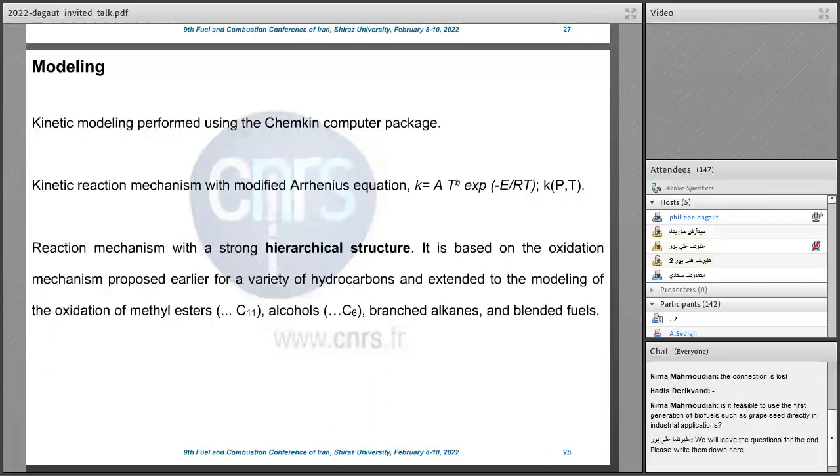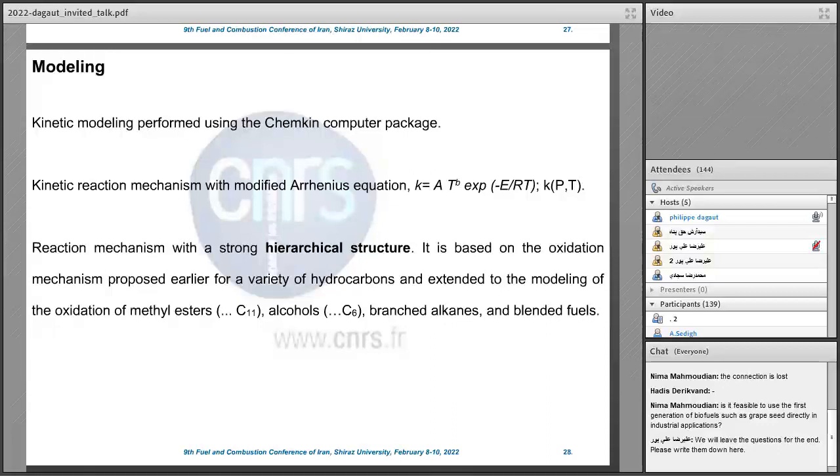And we also take into account the pressure dependency of these reactions. We provide the forward rate constant, and the backward rate constant is computed from thermochemistry.